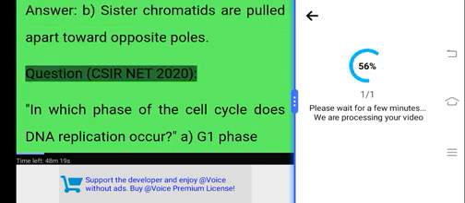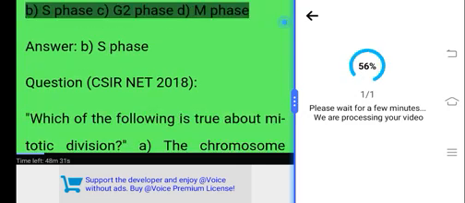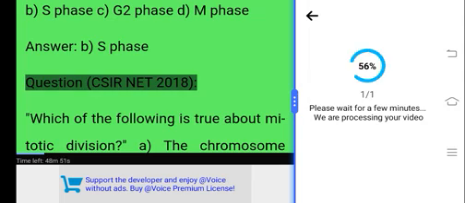Question, CSIR NET 2020. In which phase of the cell cycle does DNA replication occur? A, G1 phase. B, S phase. C, G2 phase. D, M phase. Answer: B, S phase.